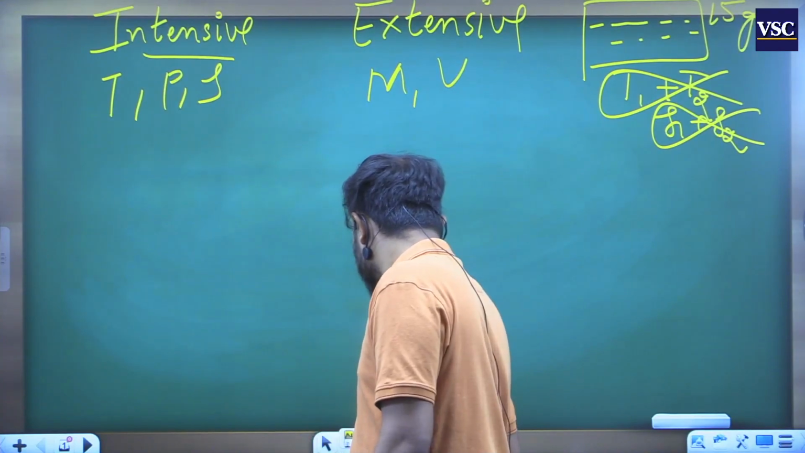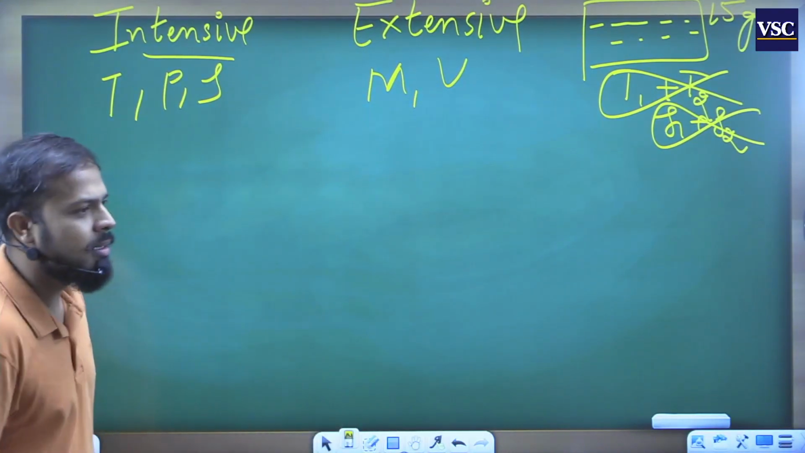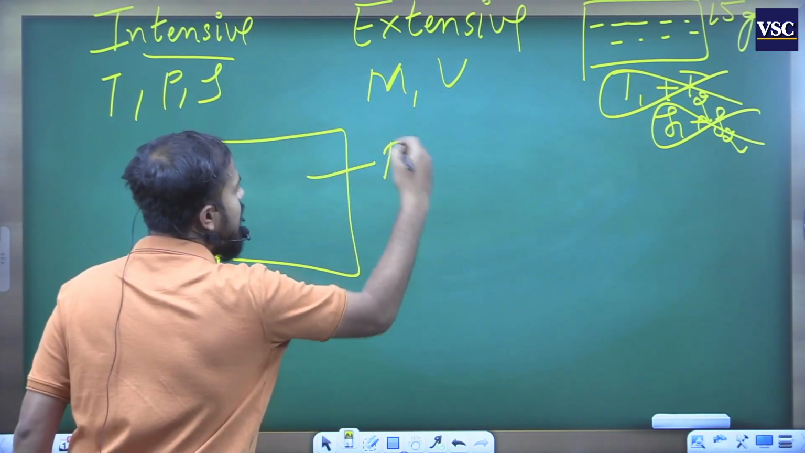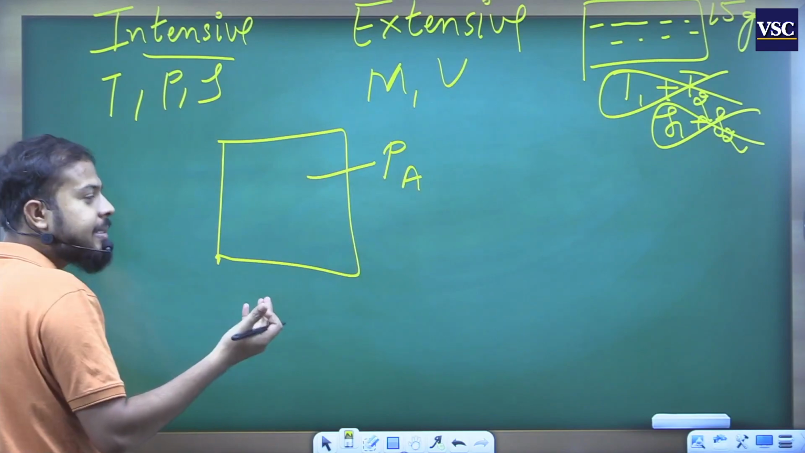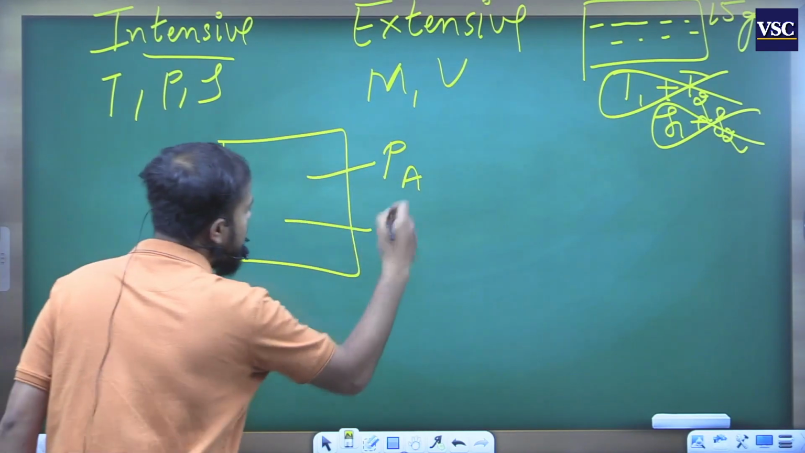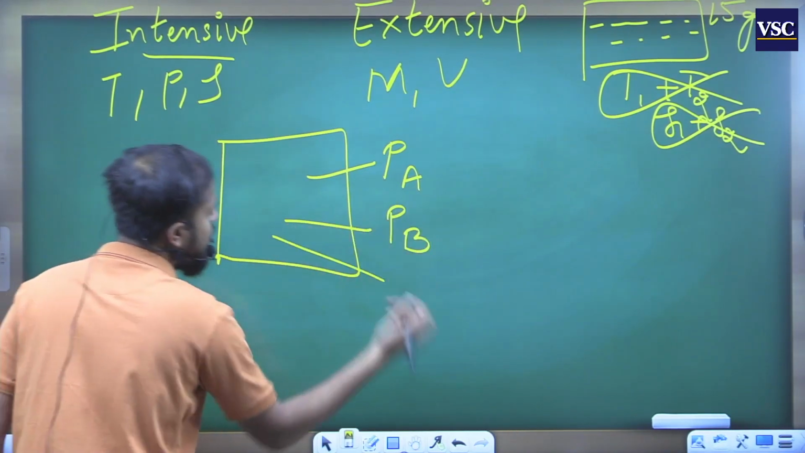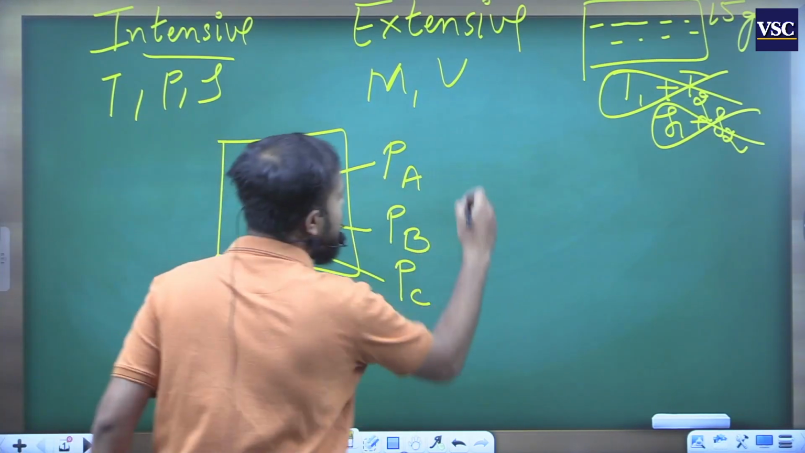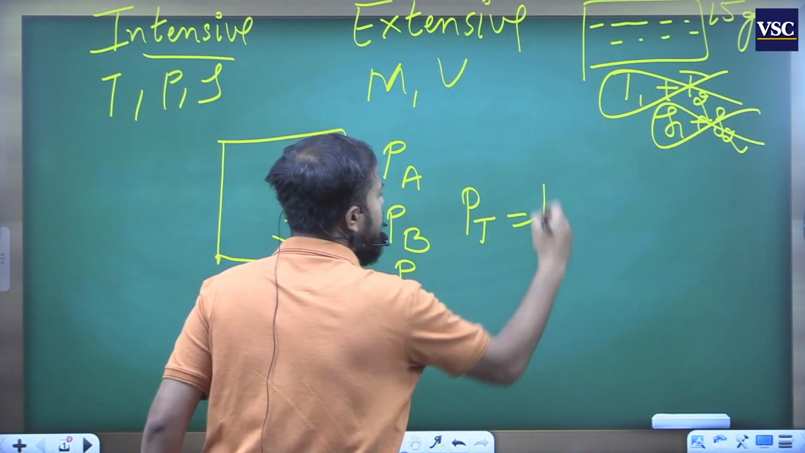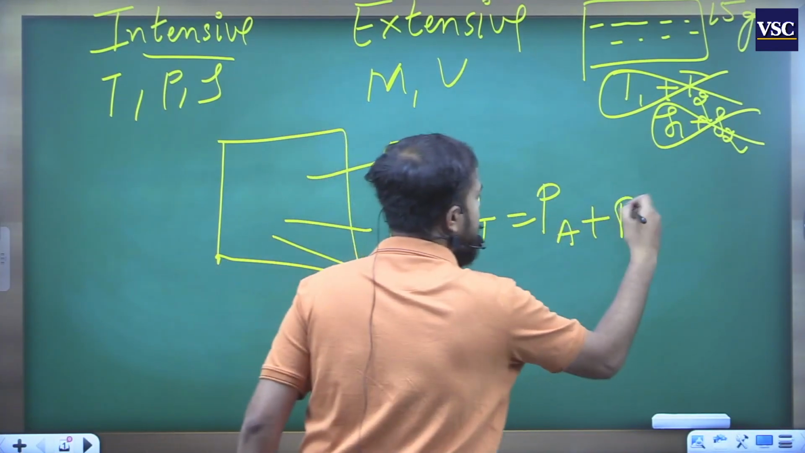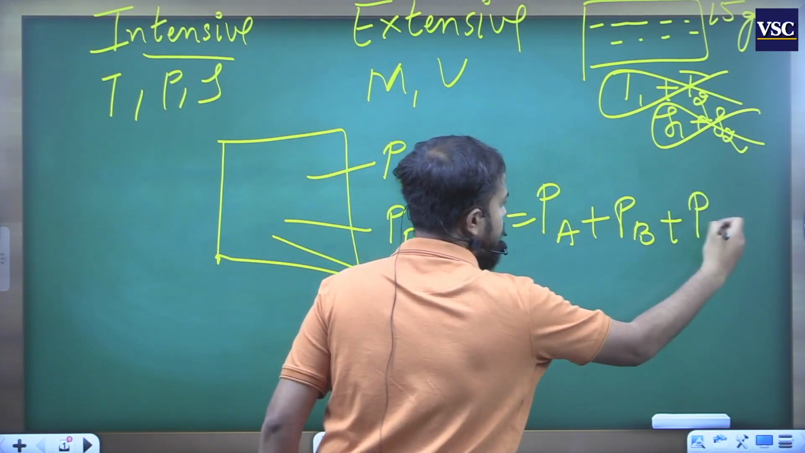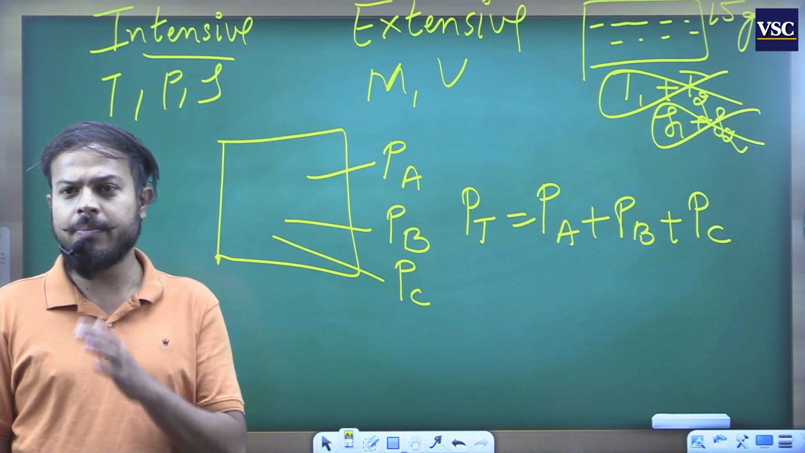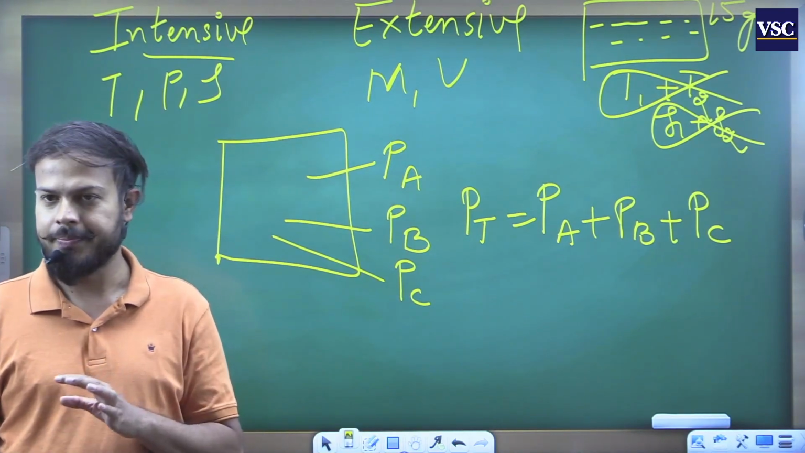So now, it's simply the law says that if you have partial pressure of gas A as PA, partial pressure of gas B as PB, and partial pressure of gas C or any other gas as PC, and if you have to find the total pressure, you will simply say P total equals PA plus PB plus PC. Okay, and what is partial pressure? Partial pressure is nothing but the pressure applied by a particular gas inside a container.